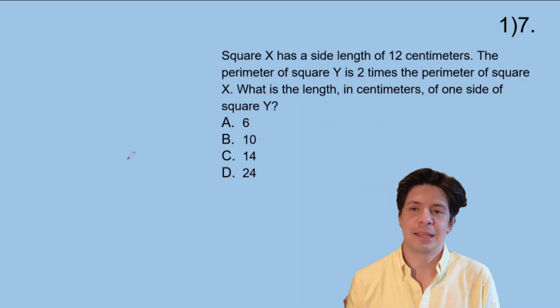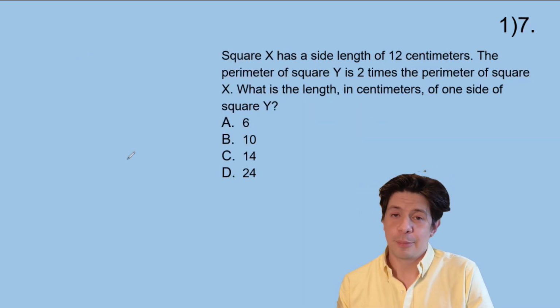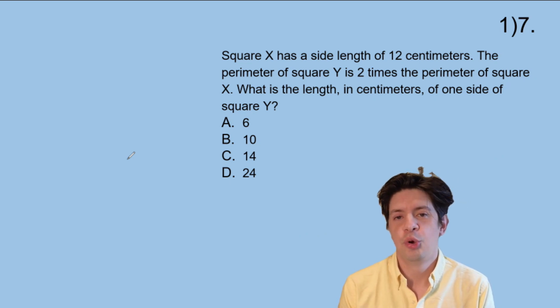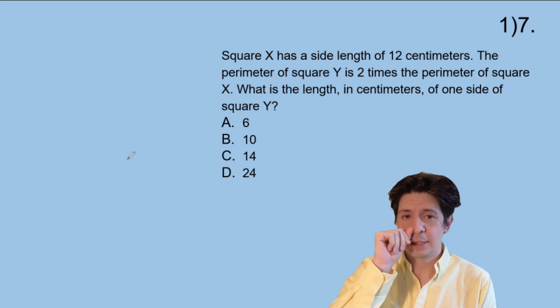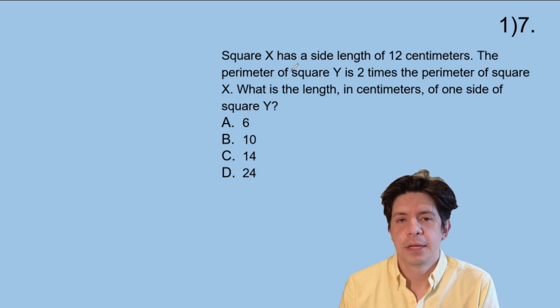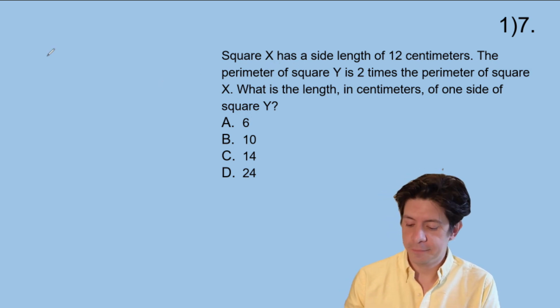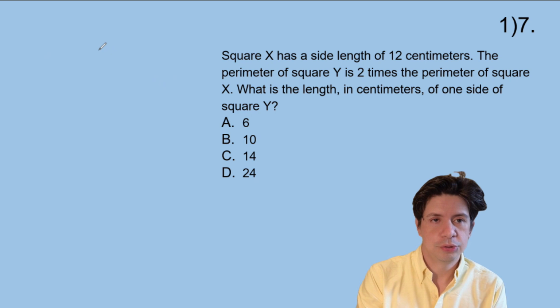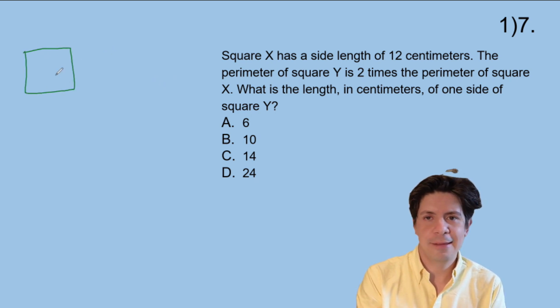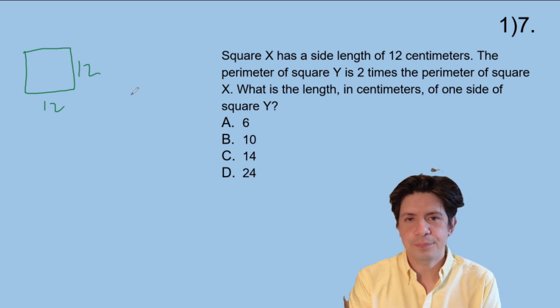Square x has a side length of 12 centimeters. The perimeter of square y is 2 times the perimeter of square x. What is the length in centimeters of one side of square y? Okay, so square x has a side length of 12. I'm just going to draw that out here. You know, I'm no Monet, but I can get it done here. I do what we need to.